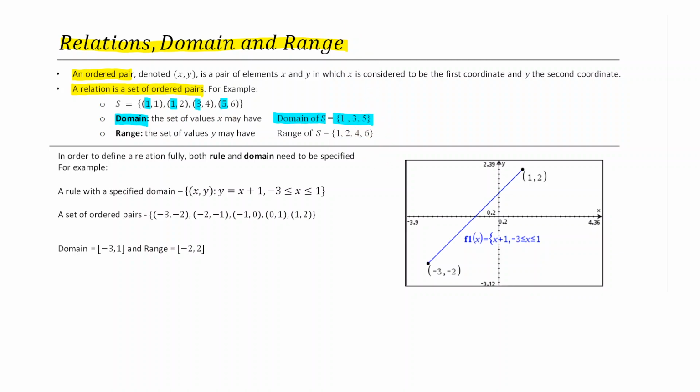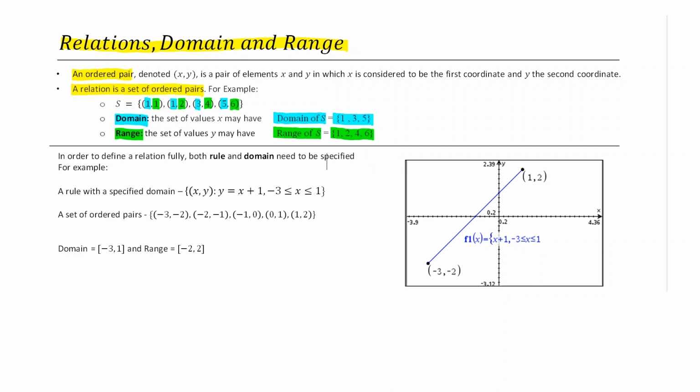Then, the next thing that we're going to do is learn about the range. This is the set of values y may have. So in this case, it's just going to be all my y values. So 1, 2, 4, and 6. So the range of S is simply all of your y values: 1, 2, 4, and 6, just like that.